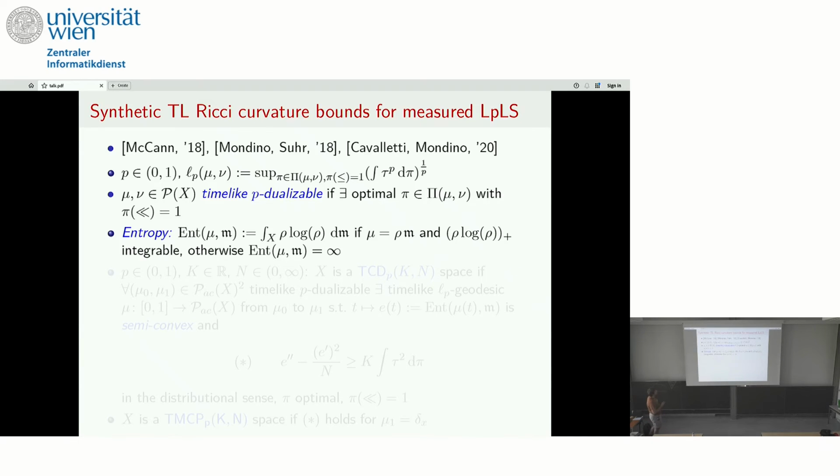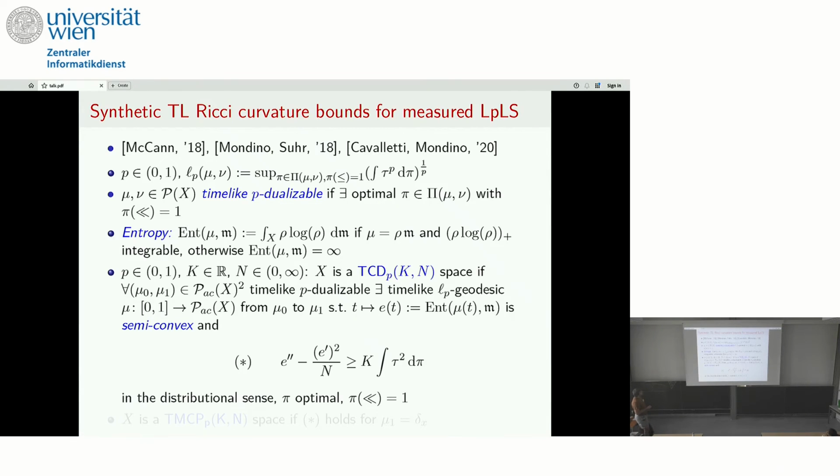Then we can study the Boltzmann-Shannon entropy as in the metric case. So we have some reference measure m on the Lorentzian pre-length space and integrate rho log rho if mu is absolutely continuous with respect to m and this is integrable, otherwise just set it to plus infinity. Then the definition of a TCD space or TCD-K-N space, so it means that it has time-like Ricci curvature bounded below by K and dimension bounded above by N, if for all couples of probability measures which are absolutely continuous and time-like p-dualizable, there exists a time-like l_p-geodesic.